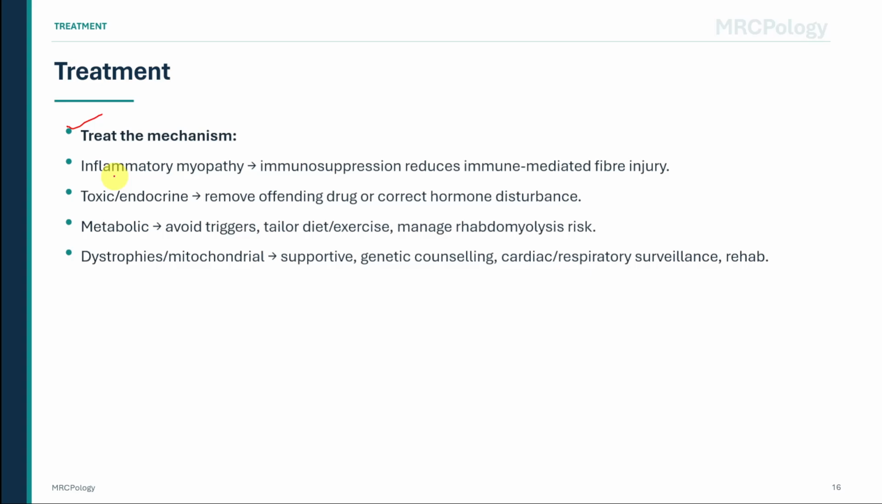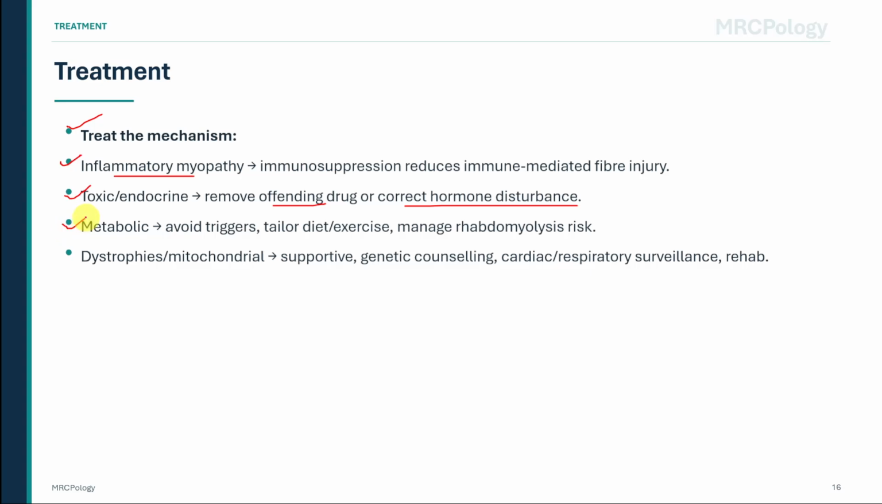Inflammatory myopathies are treated with appropriate immunosuppression to reduce immune-mediated muscle injury. The exact regimen depends on the subtype, severity, associated organ involvement, and response to therapy. Swallowing and respiratory function must be assessed because these complications may require urgent supportive management. In toxic myopathy, remove or replace the offending agent where clinically appropriate. In endocrine myopathy, correct the hormonal disturbance. Improvement may be gradual because muscle strength takes time to recover even after the biochemical abnormality has been corrected.